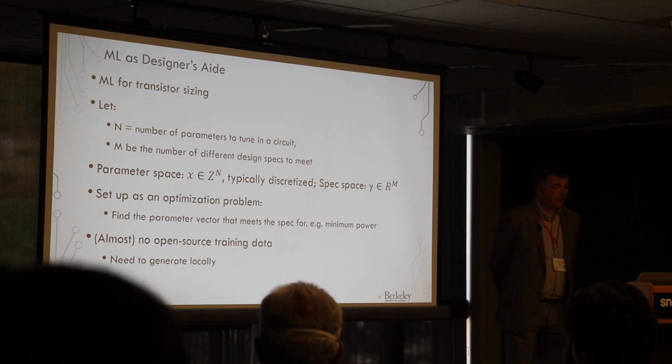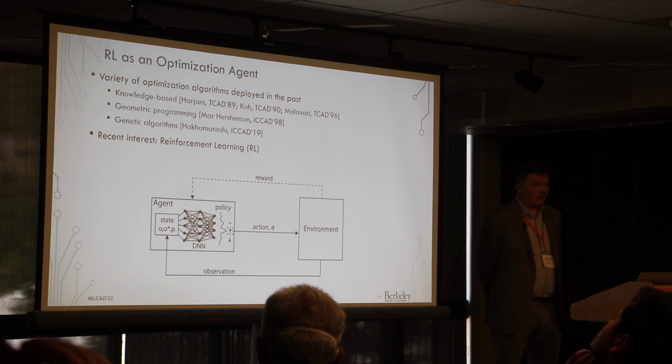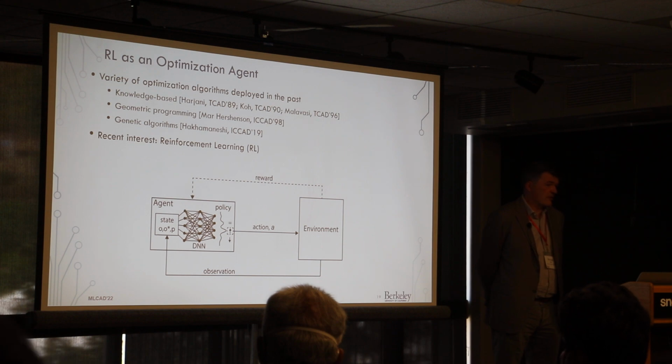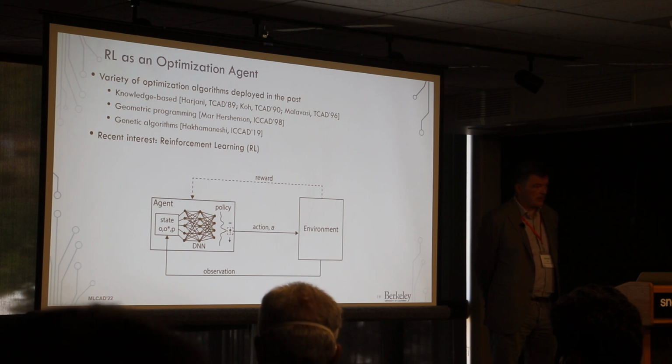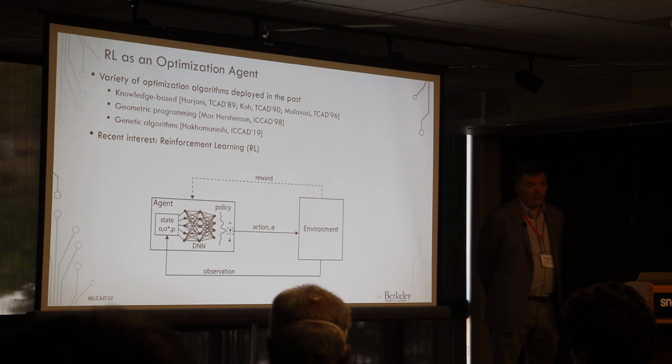Now, one of the catches there is almost no open source training data except for textbook examples. So the data needs to be generated on the fly. That's why we have seen so many attempts now to go for reinforcement learning. But reinforcement learning is not the first entry at this point. Back in the late 80s and early 90s, there were quite a few attempts at building knowledge-based systems that were partially equation-based, partially heuristics.